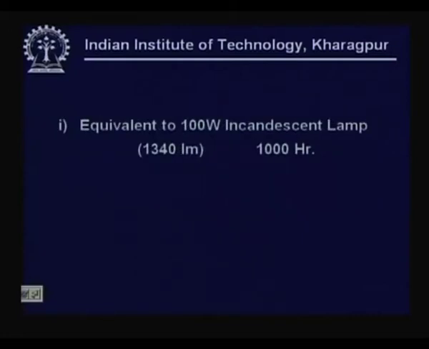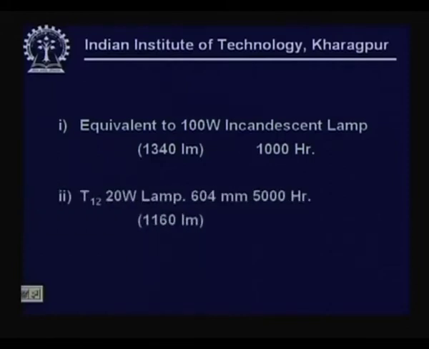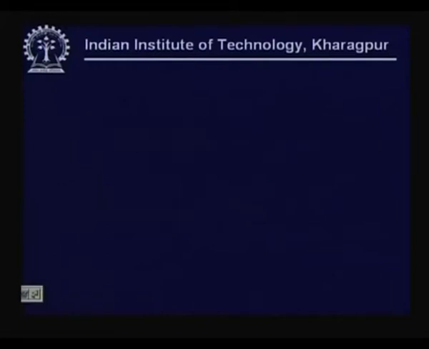This is equivalent to a 100 watt incandescent lamp, whereas an incandescent lamp has only 1000 hours of burning life, that would be comparable to a 20 watt lamp which has about 5000 hours of conventional life. So, this is the comparison one could have for an 18 watt CFL.